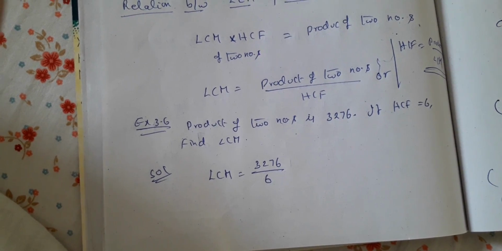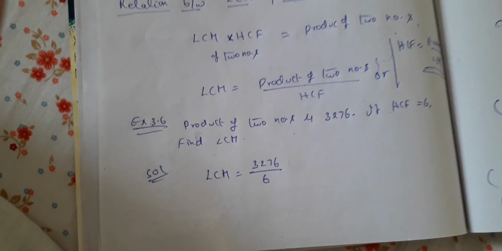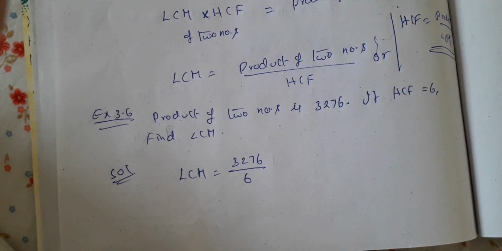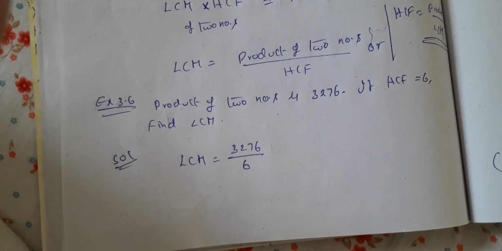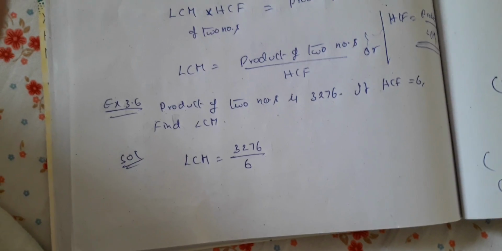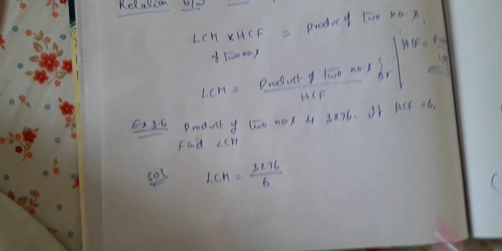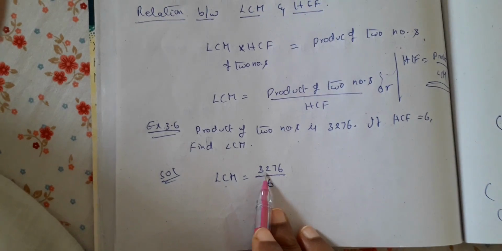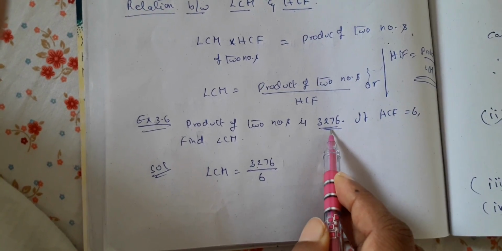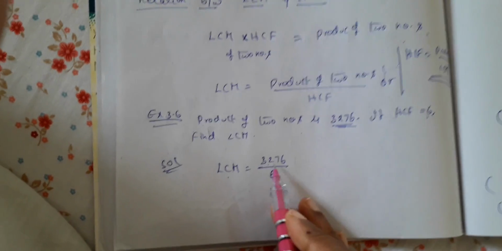From exercise 3.6, right? The product of two numbers is 3276. If HCF is 6, find LCM. Yes, very good. We have the formula LCM is equal to product by HCF. So I wrote it as LCM is equal to product. Product is 3276, HCF is 6, so 3276 by 6.